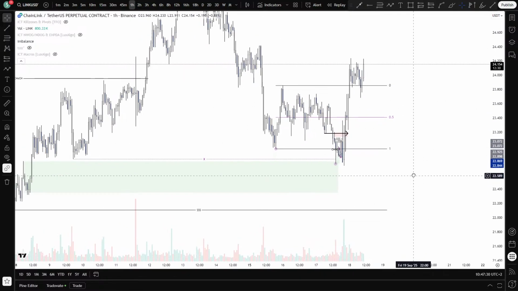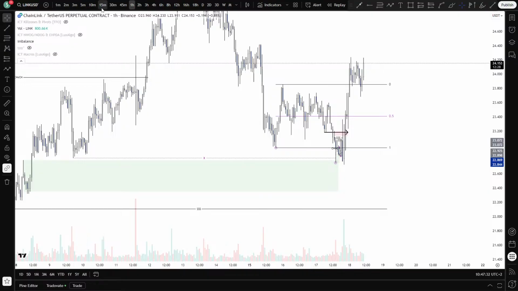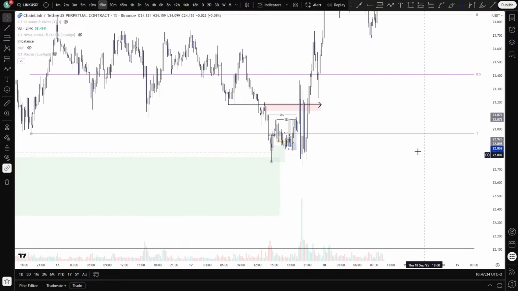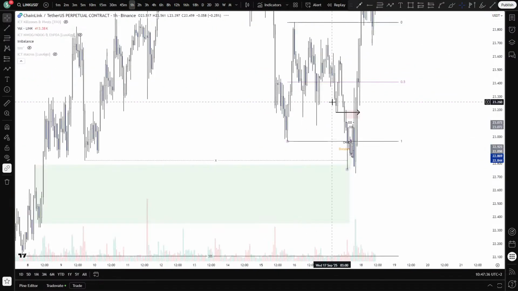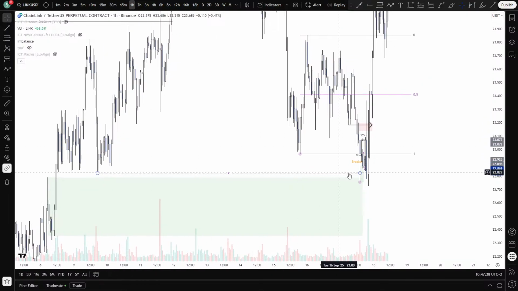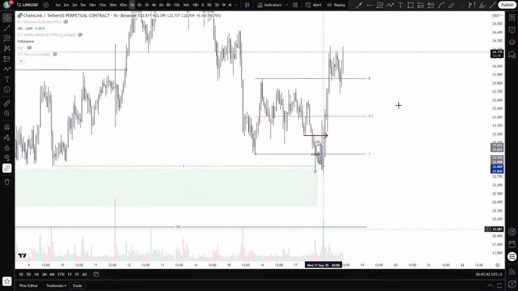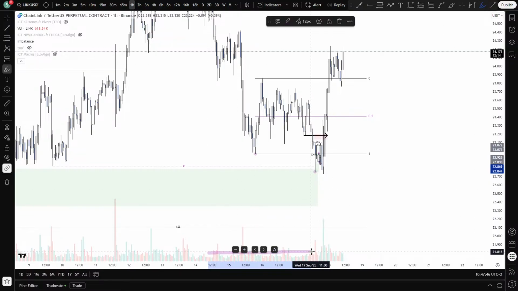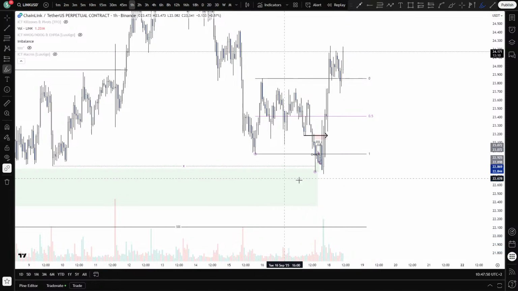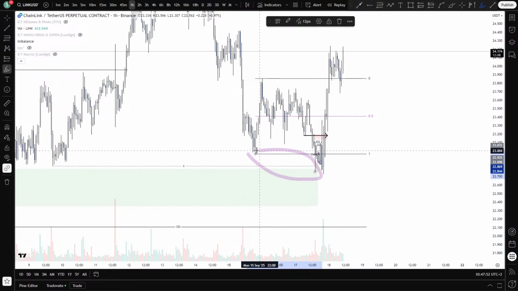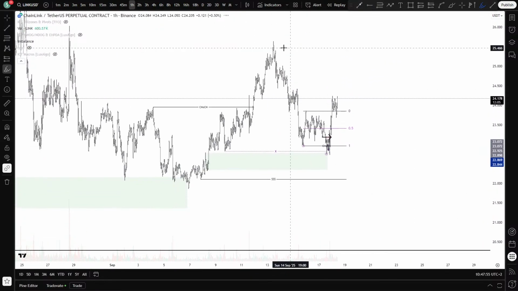We created a nice range with your deviation right here into the demand zone, sweeping nice liquidity from the left with a nice volume spike. You can see the volume is normally around here. You got a nice spike when you took out the liquidity, indicating that market makers can be filling up their orders on the bottom right here to continue your higher time frame trend.